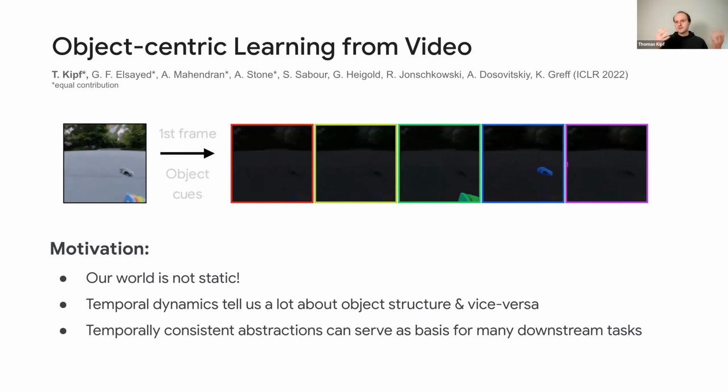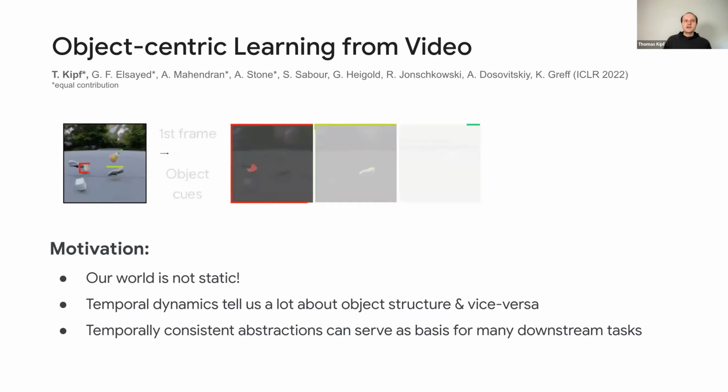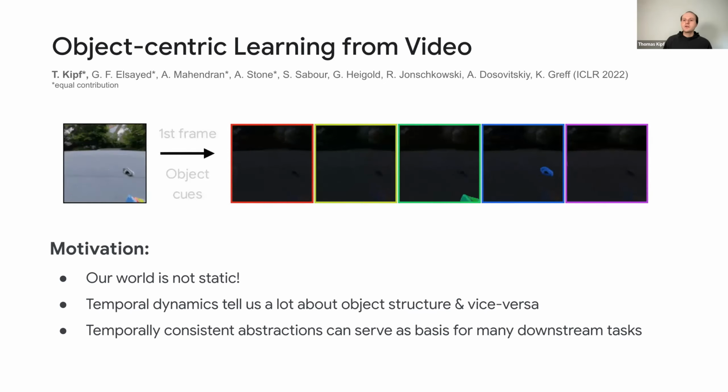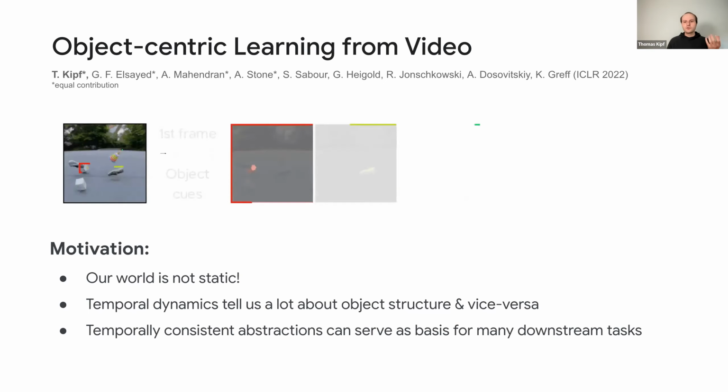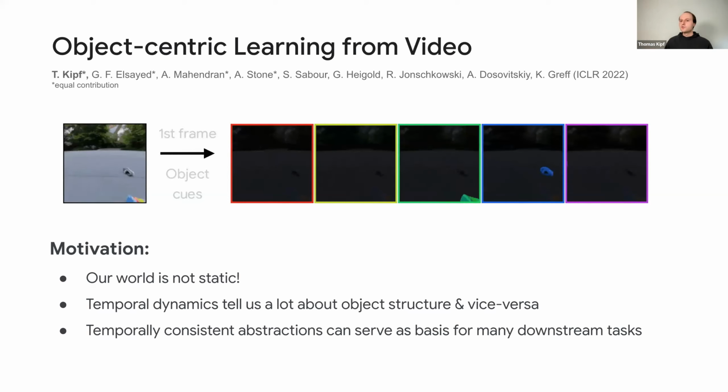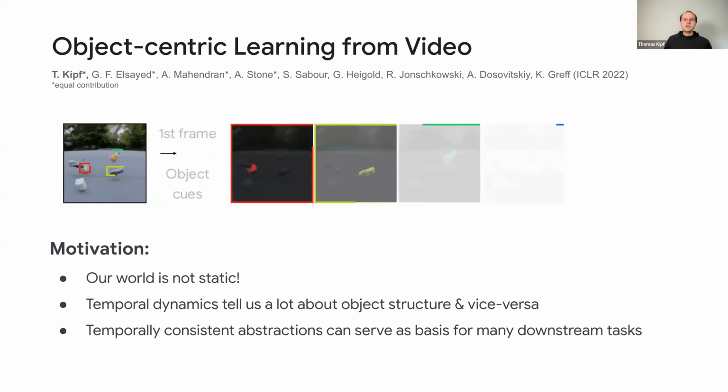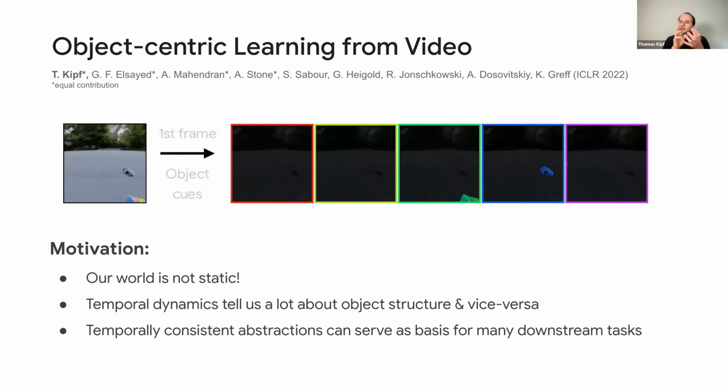essentially our motivation was that the world is not static. At the same time, temporal dynamics tell us a lot about object structure. If you have any kind of movement in an image or in a video, then this will likely be a strong cue for this being a useful abstraction or representation if a single component moves and the rest is static. But also the other way around, if you want to model dynamics in videos, if you want to predict the future, then it can be really useful to already have a structured abstraction, because then it becomes a very simple physics modeling problem.